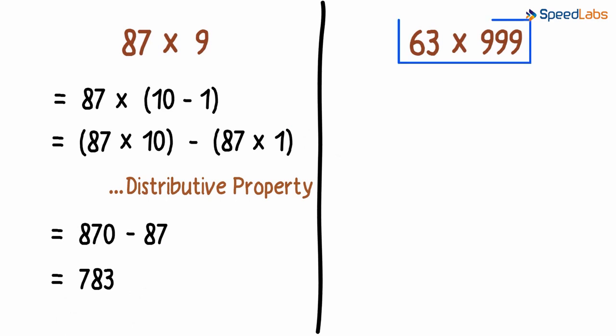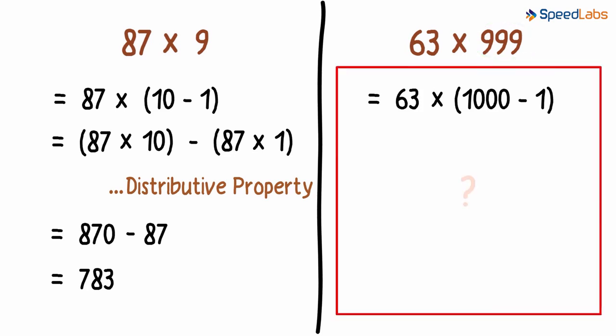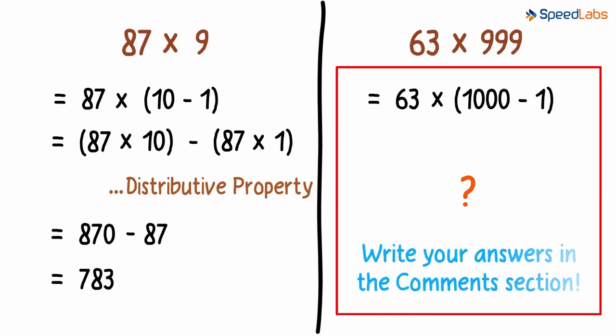I will leave the second example for you to solve. Here one of the numbers is 999, which is closer to 1000. So we will write it as 1000 minus 1. I will leave the remaining part for you to complete. Make sure to share your answers in the comment section below.